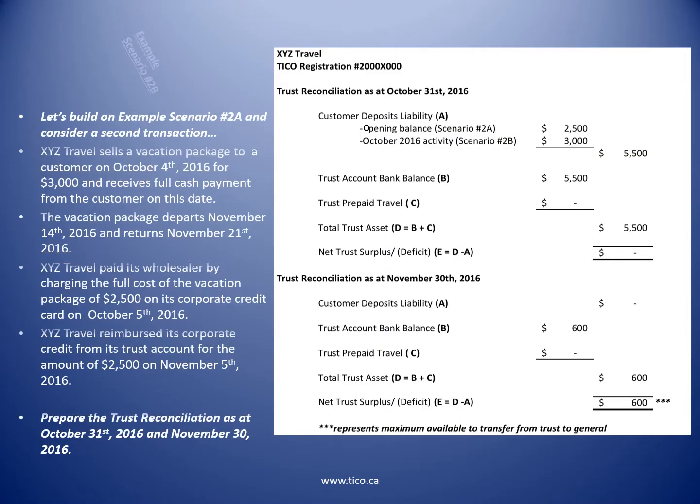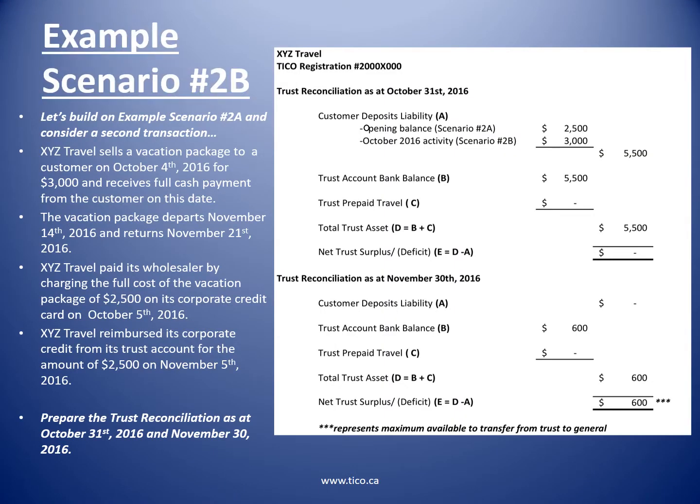Let's build on our previous example and consider a second transaction. XYZ Travel sells a vacation package to a customer on October 4th, 2016 for $3,000 and receives full cash payment from the customer on this date. The vacation package departs November 14th, 2016 and returns November 21st, 2016.